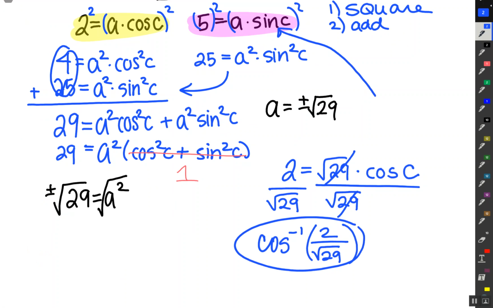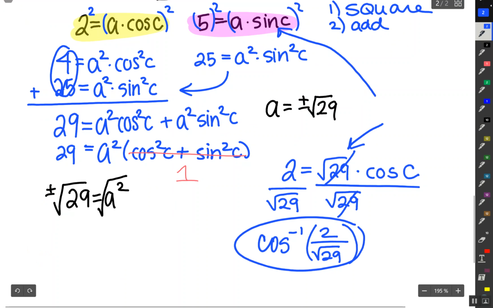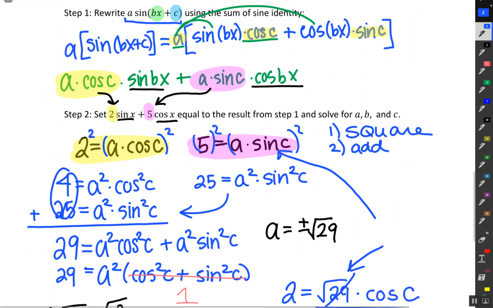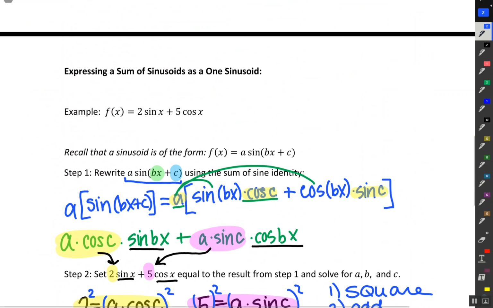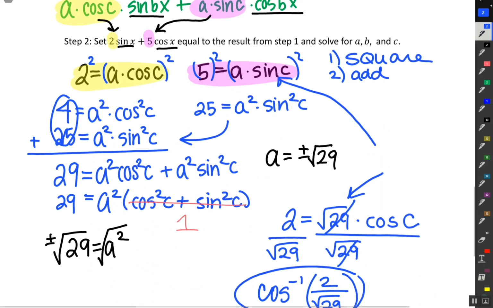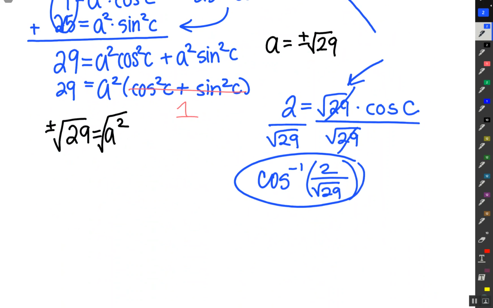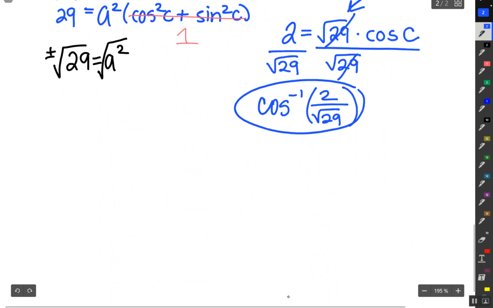Now, notice that I chose the positive square root of 29. The question was asking us to express it as a single sinusoid. So it doesn't matter. There's more than one option here, and that's okay. We will pretty much get the same. It's going to be fine. You don't have to worry about which one. So just use the positive one. That's my point.